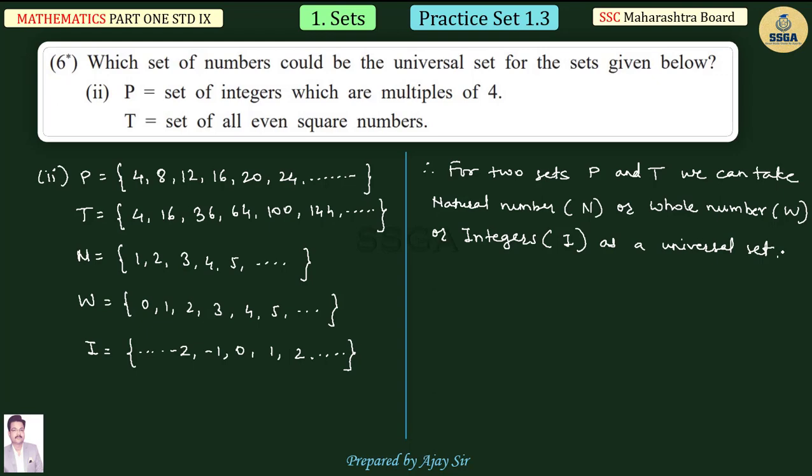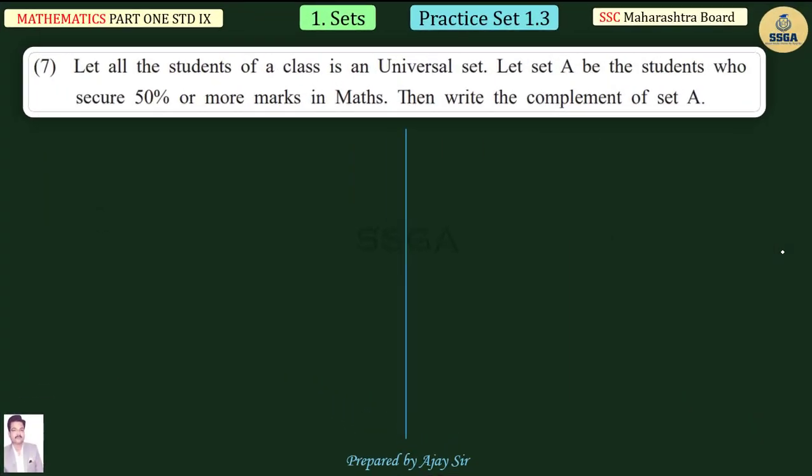Now let us start question number 7. Let all students of a class be the universal set. Let set A be the students who score 50% or more marks in maths. Then write the complement of set A. The set A is given, that is the students who score 50% or more marks in maths. Then you have to find the complement of set A, and the universal set is the set of students in a class.